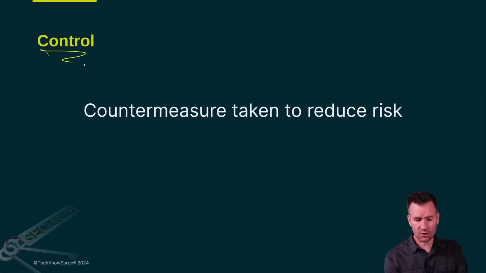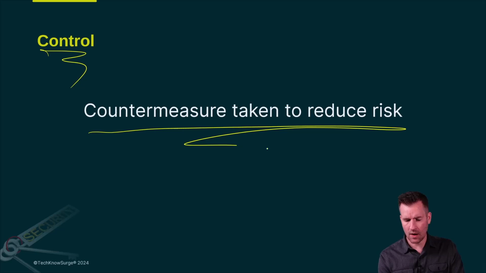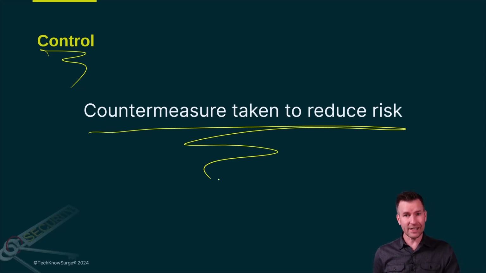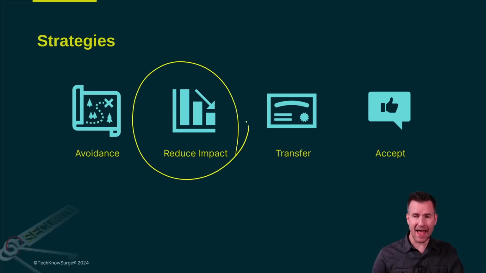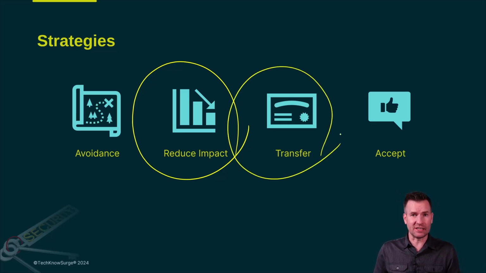By definition, a control is just countermeasures that we're taking to reduce risk. Some control examples might be, to reduce the impact if data were to be stolen, only keep certain data for a certain period of time. Or to transfer, maybe we're looking at insurance to be able to transfer the risk to some sort of other entity. And so these are controls that we put into place to reduce the amount of risk.